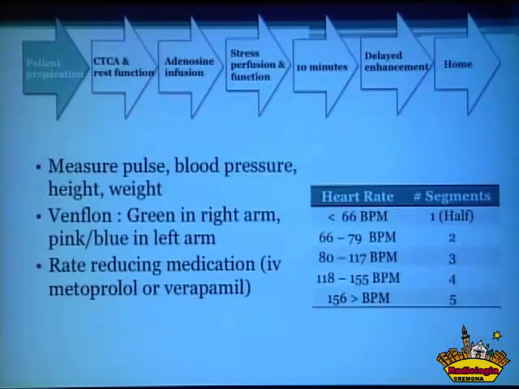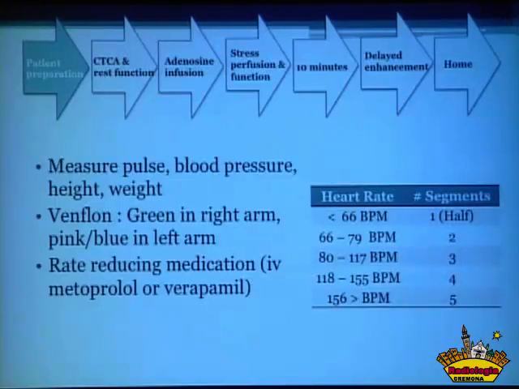So the scan is set up almost exactly the same as our normal coronary angiograms, except the patient, instead of having one venflon, has two venflons. When they come in, the nurses explain what's going to happen. They measure their pulse, blood pressure, height and weight, get them changed into a gown, nice, relaxed, comfortable environment. They have a venflon put in the right side and in the left side, the larger one in the right arm for the contrast injection.